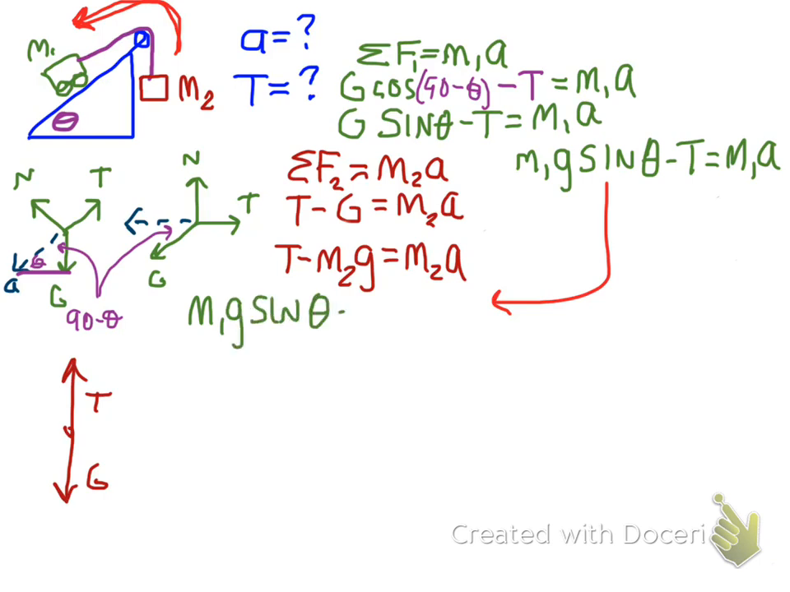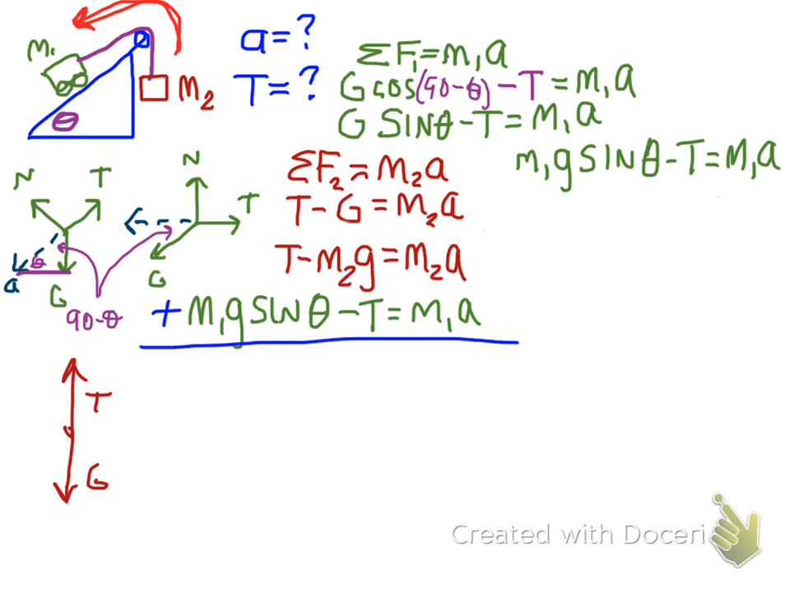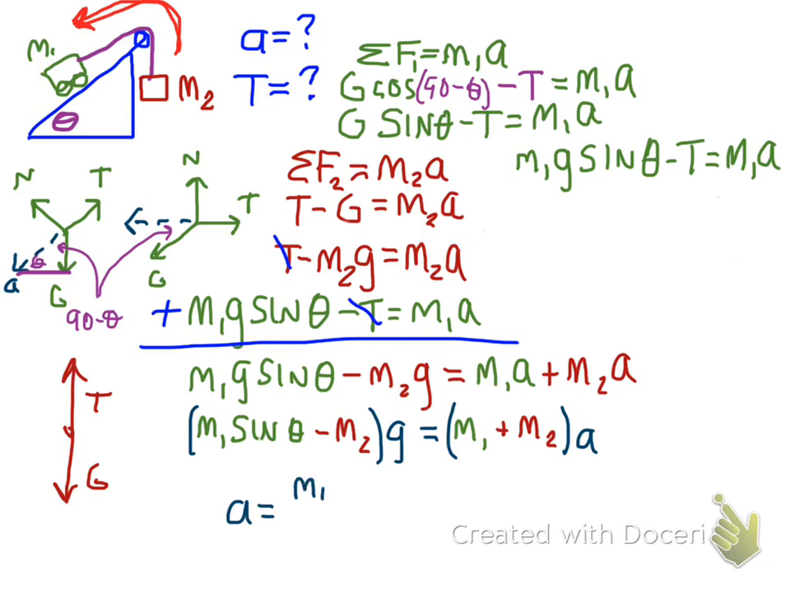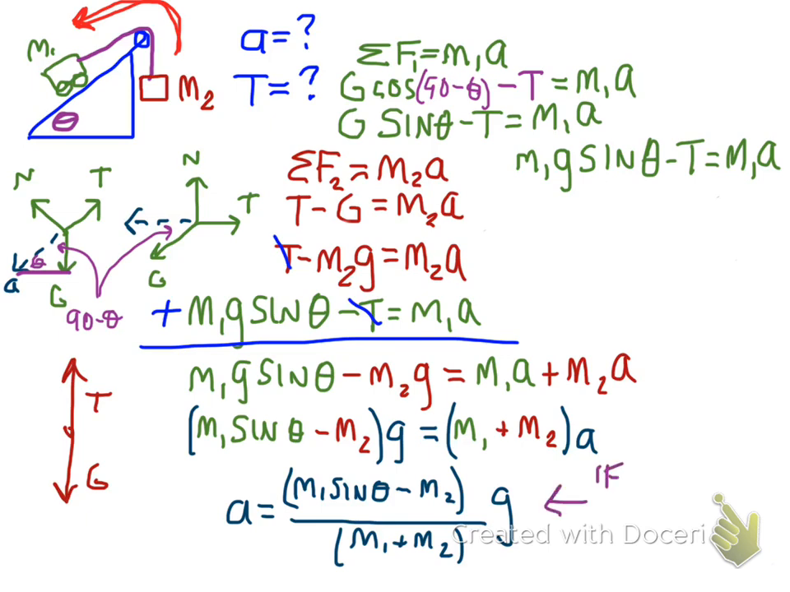So I move that second equation over. And what I'm going to do is add these two equations together, because using the elimination method, I can get rid of tension. So that gives me m1g sine theta minus m2g equals m1a plus m2a. I'm just going to factor out g on the left-hand side and factor out a on the right-hand side. And then I just divide both sides by m1 plus m2, and I get my answer for the acceleration.